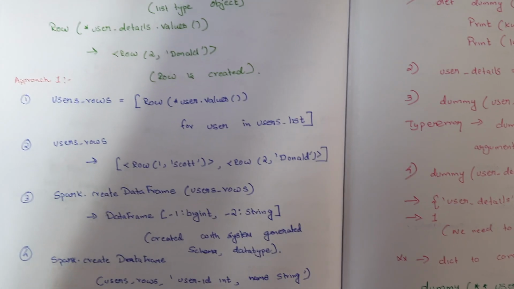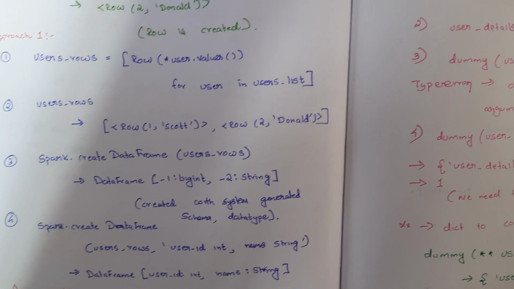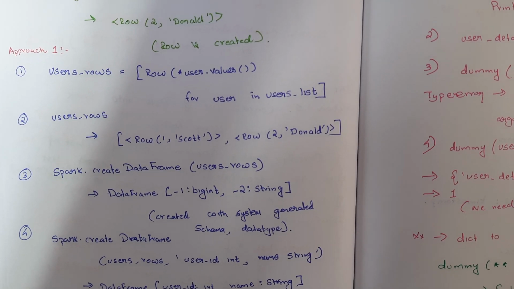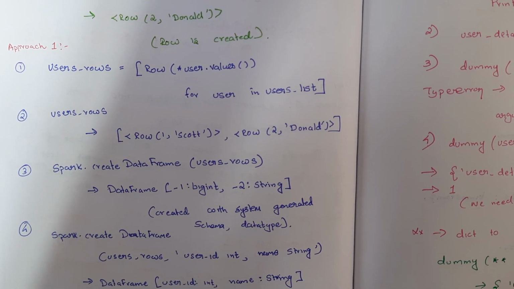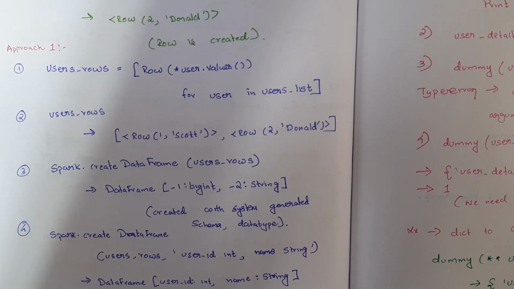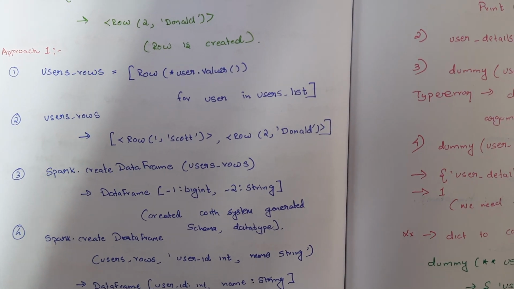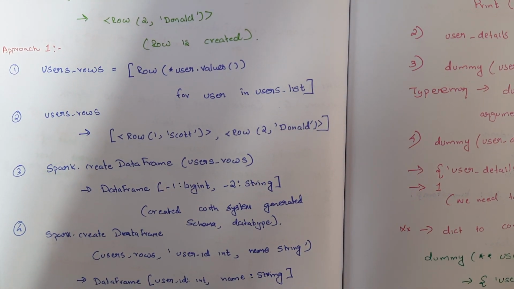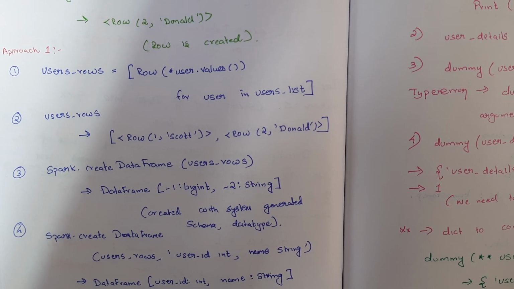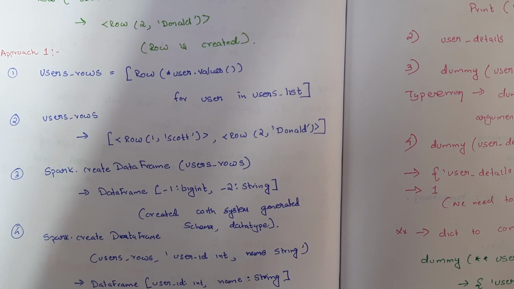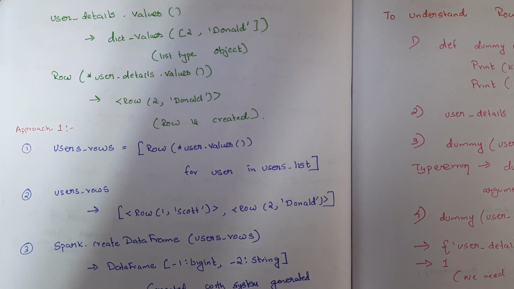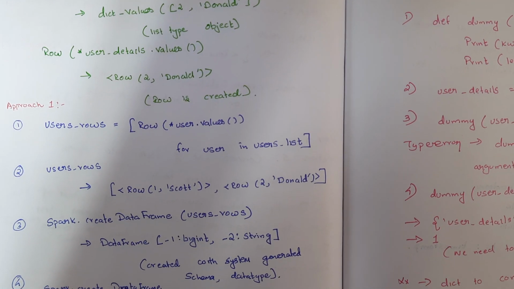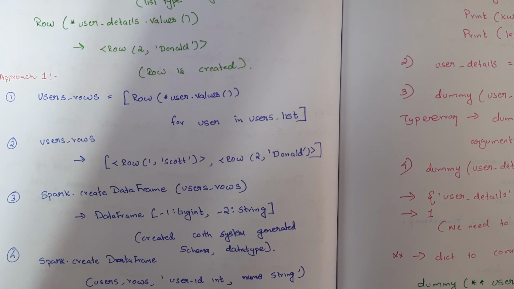Now see the actual approach of how we are going to do it using a list comprehension. In the first approach, we are using users_rows, which is nothing but a list comprehension for user in users_list. In users_list we have two dictionaries, which are nothing but row 1 and row 2. Now we are going to convert them as Rows. So Row(*user.values()), as we have seen in the example, so that we can convert that as a Row.